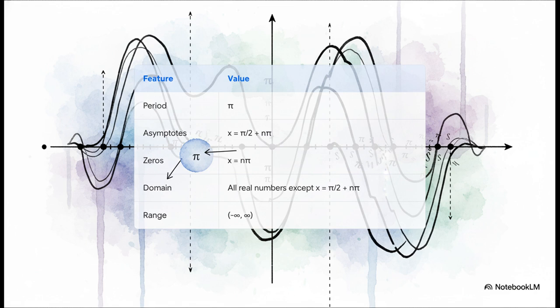Now look closely. Notice the period, how long it takes for one full cycle to complete, is pi. Just pi. That's half the period of sine and cosine, which is a huge deal. The asymptotes and zeros follow a really predictable pattern, and that little n in the formulas just means you can plug in any integer, like 1, 2, 3, or -1, -2, to find the next one in the sequence. This also means that even though there are these gaps where x can't exist, the y values go all the way from -infinity to +infinity.